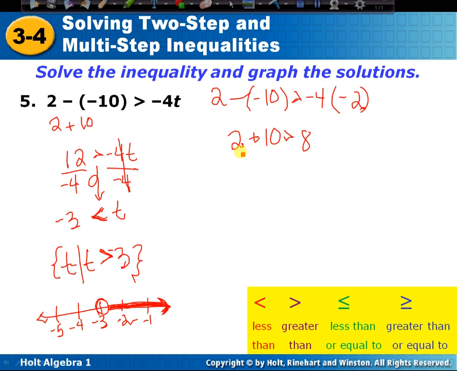I'm sorry, I'm talking a step ahead of myself here. 2 plus 10 is, again, 12, just like it was a second ago, and negative 4 times negative 2, again, gives me 8. So 12 is greater than 8. That is a true statement. 12 is a bigger number than 8, so it does check out, and I know that I solved, set, and graphed correctly. Make sure that you get all that down before you move forward.